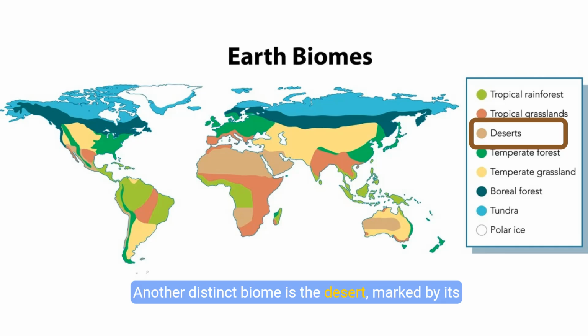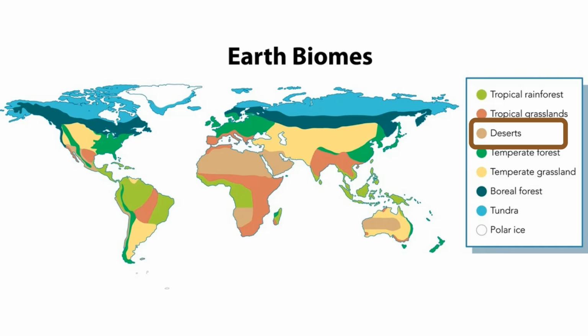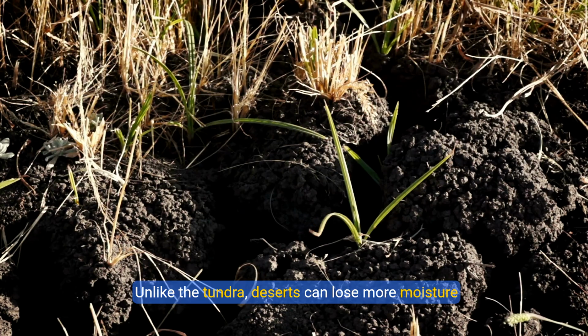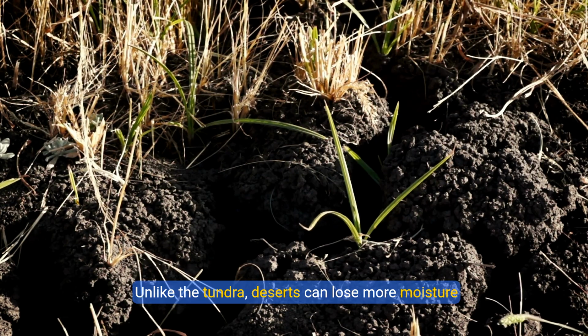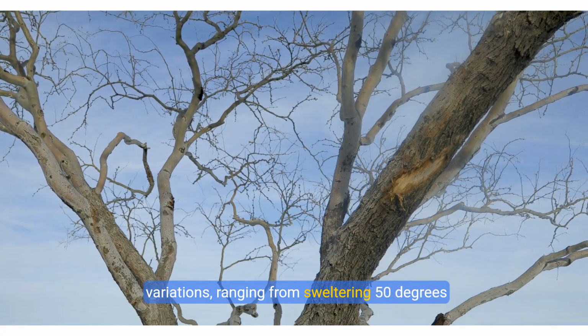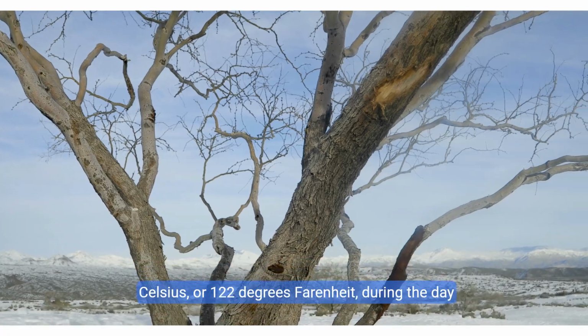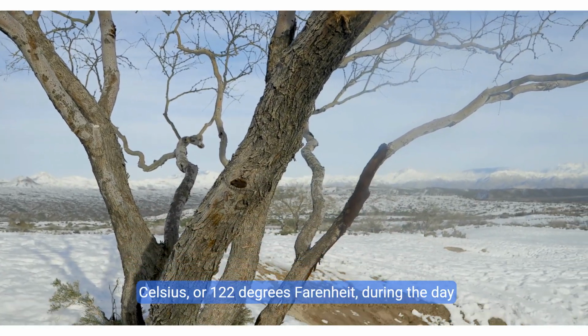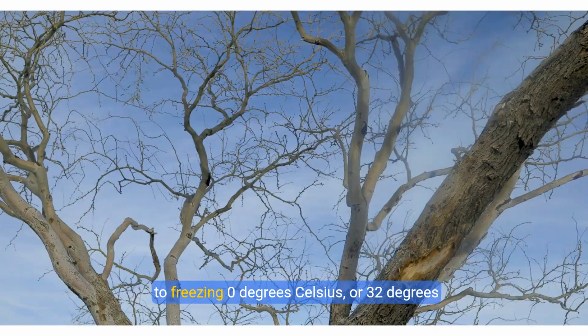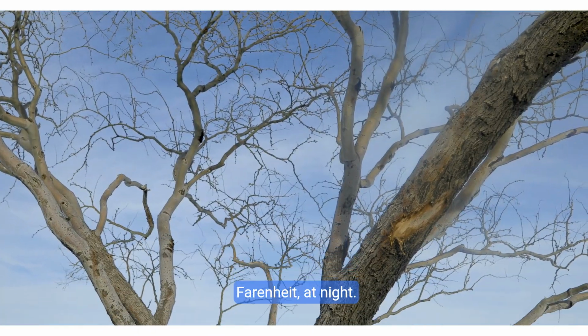Another distinct biome is the desert, marked by its extremely arid climate. Deserts are dry, hot, and sandy areas that receive less than 10 inches of rain per year. Unlike the tundra, deserts can lose more moisture than they receive. This absence of moisture leads to stark temperature variations, ranging from sweltering 50 degrees Celsius, or 122 degrees Fahrenheit, during the day to freezing 0 degrees Celsius, or 32 degrees Fahrenheit, at night.